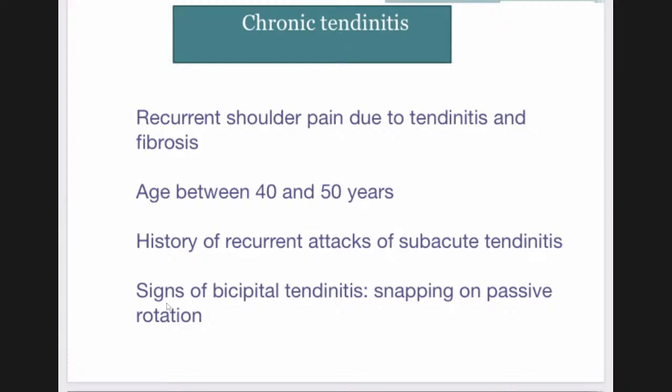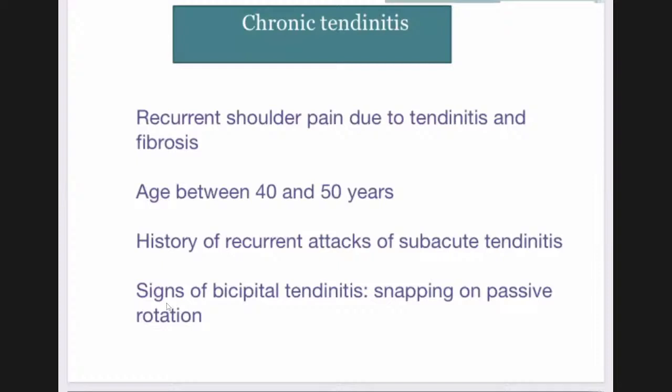And how do we know this? There will be a snapping noise on passive rotation. When you rotate the shoulder passively, you will get a snapping noise. The snapping noise usually tells us that you are dealing with a case of chronic tendinitis. If the patient says, when I move my shoulder, I get a snapping noise in my shoulder, then we understand that this is a chronic case of tendinitis.